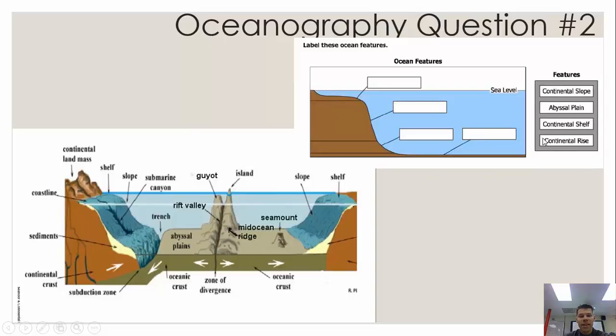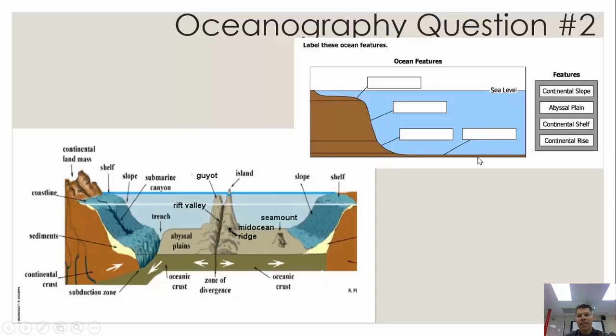We've got the continental slope. Let's take a look. That's going to be right here. That's the definition of a slope. This is the part that's headed downward. Alright, and then we've got the abyssal plain. The plains, like in America, the plains are the flat spot. That's this area right here.